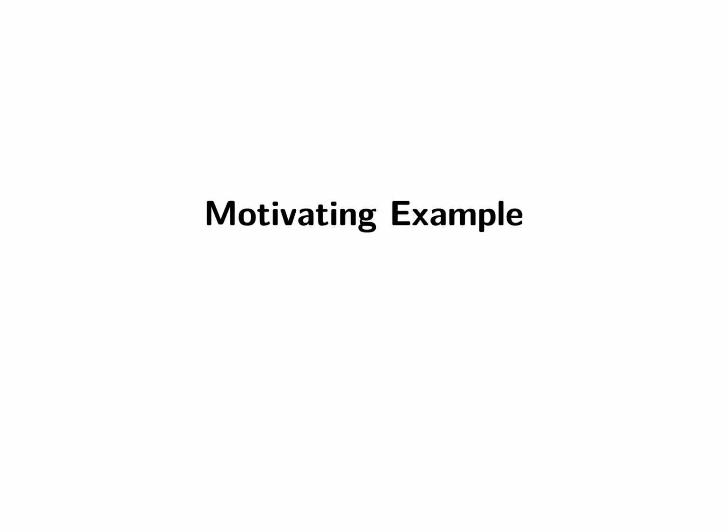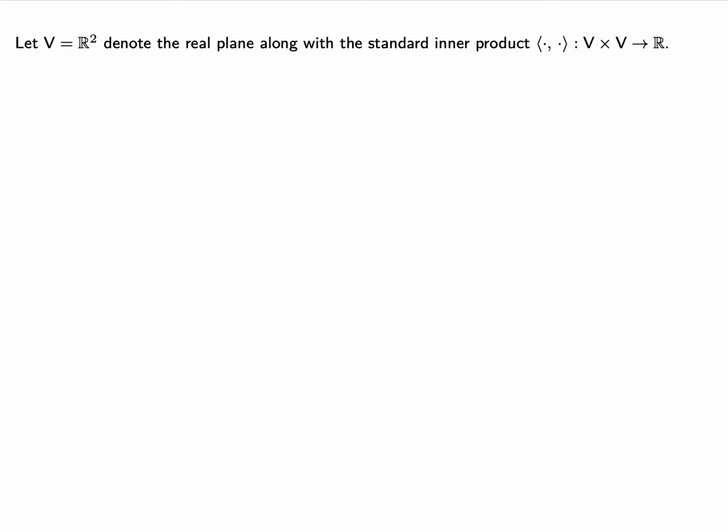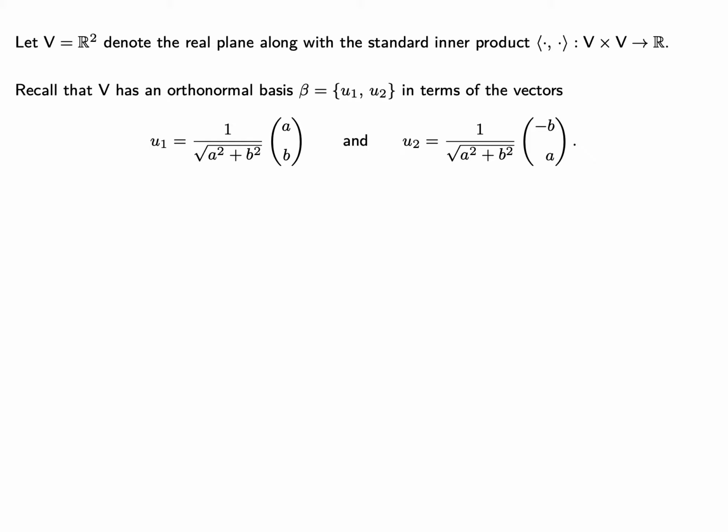For today's lesson, we'd like to go over a motivating example to get some intuition behind the definitions we'd like to make. Let's say that R2 is the real plane, and we'll consider the standard inner product as before. Recall that we have an orthonormal basis in terms of the vectors u1 and u2. Here, a and b are real numbers, not both 0.